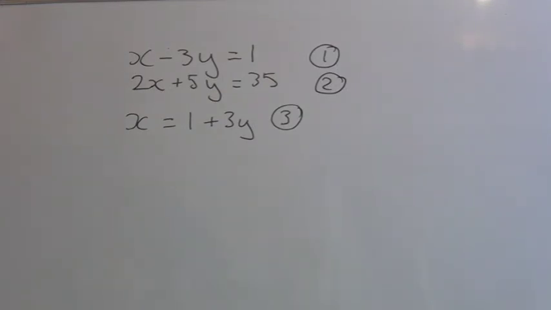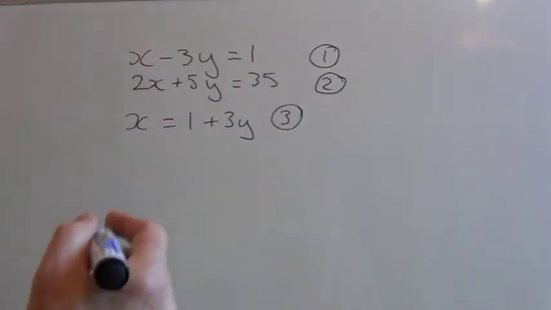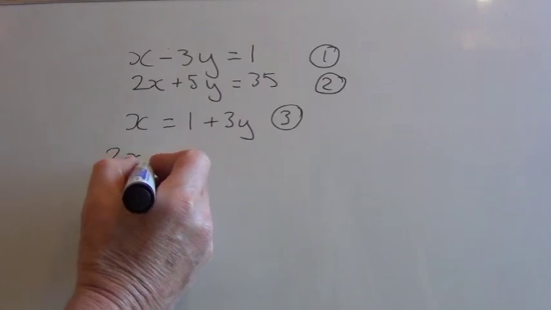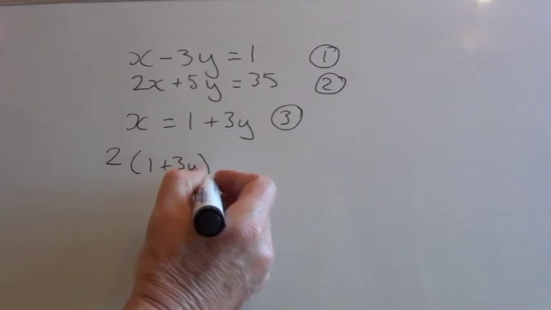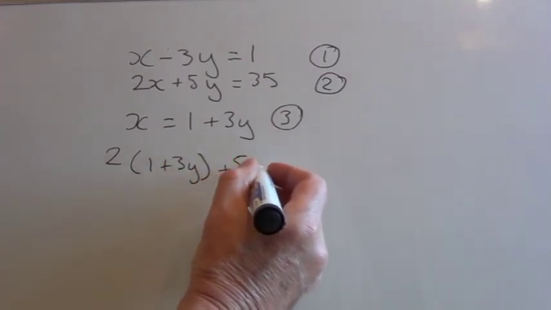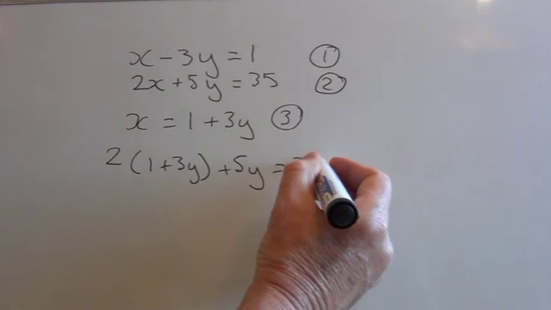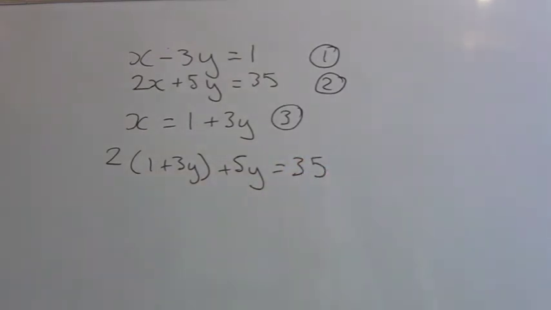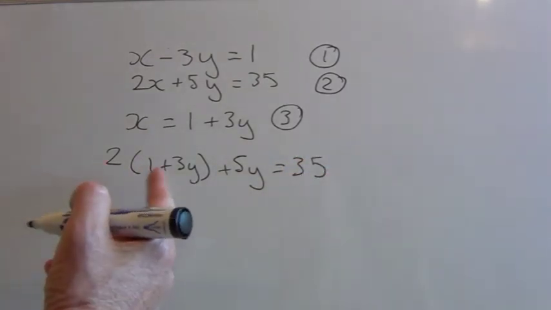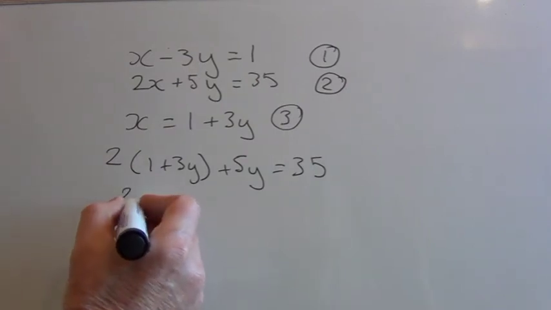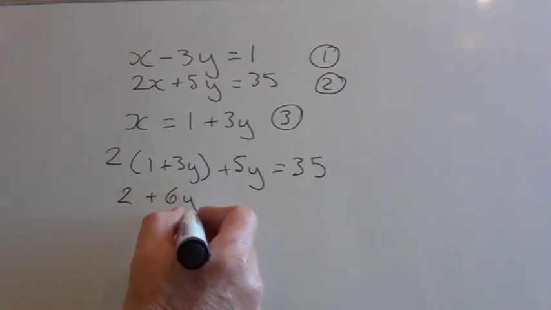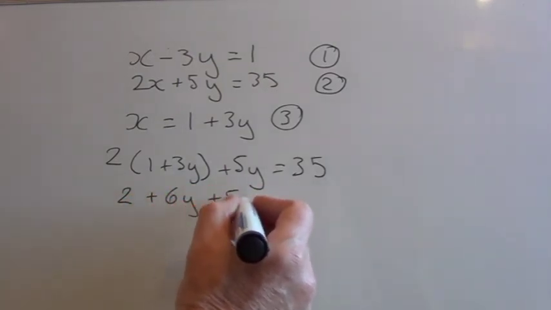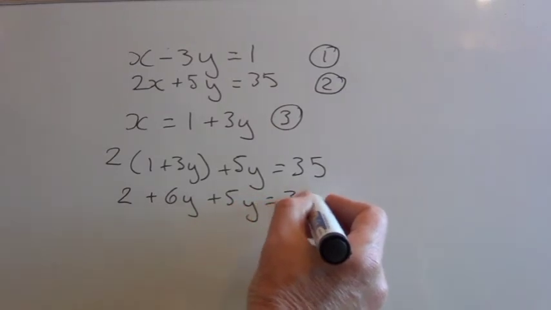Now if I substitute this value into equation 2, I get 2 times 1 plus 3y plus 5y equals 35. So now I multiply out the brackets. So this gives me 2 plus 6y plus 5y equals 35.